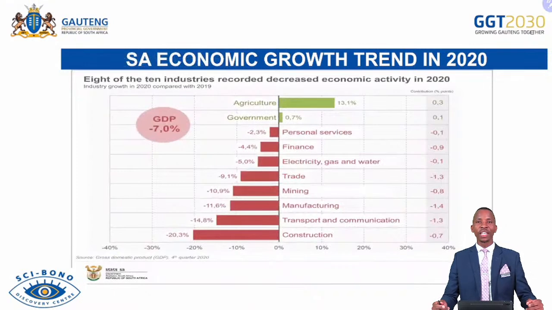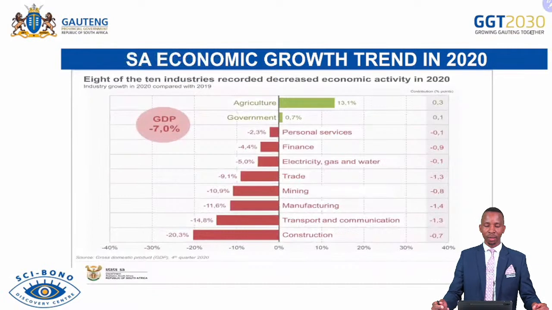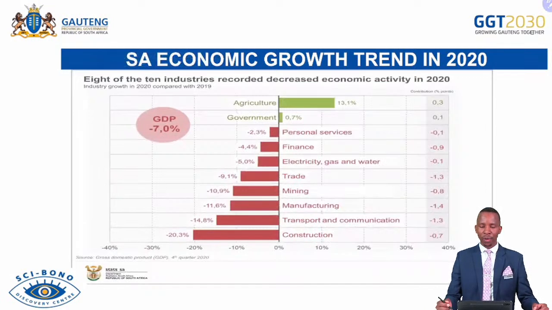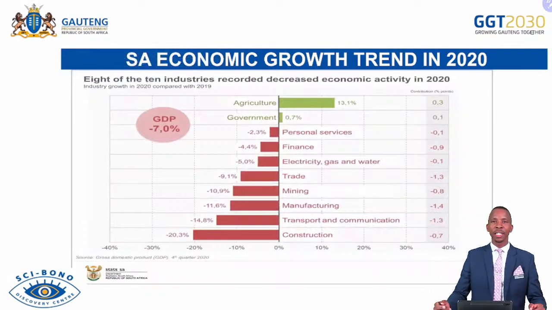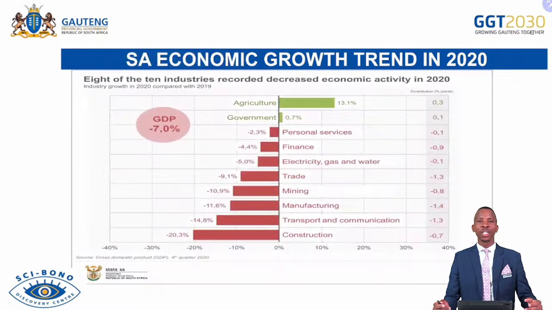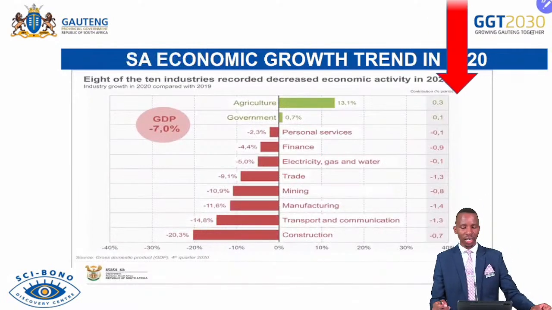This is the year where the country recorded the lowest economic growth ever, which was negative 7%. You can see that most industries in the economy recorded a decline. We had agriculture increasing, positive 13.1%, government 0.7%, the rest declined. Remember, in 2020 the country was facing severe COVID-19, whereby economic activities were not functional, some of them were blocked. Hence, we came across this drastic decline in economic activities.